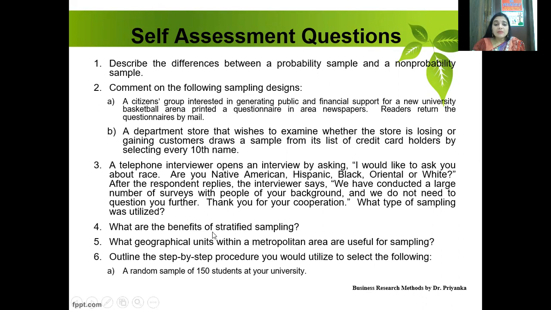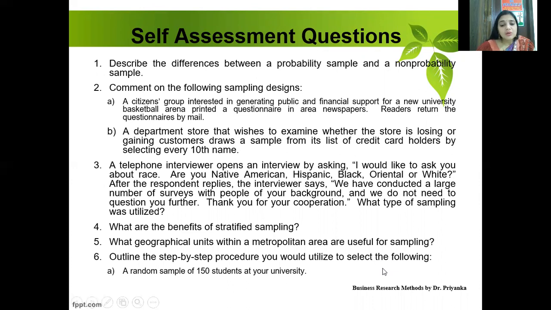Next, fourth question, what are the benefits of stratified sampling? You have to list down all the benefits stratified sampling has got, right? What geographical units within a metropolitan area are useful for sampling? How would you decide it? You can take the information from the census of that particular area and then decide as per the research study. Then sixth is, outline the step-by-step procedure you would utilize to select the following.